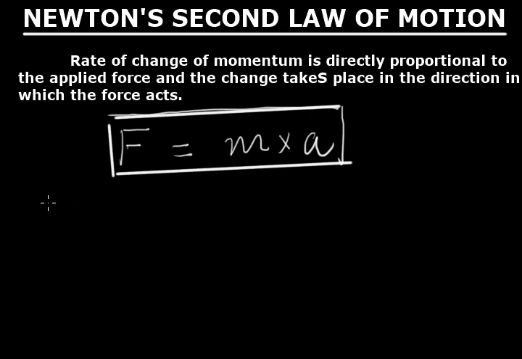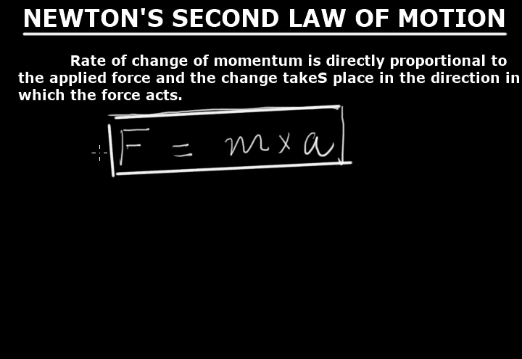From the first law, what did we obtain? From the first law, we obtained the definition of force and mass, and secondly, we obtained the definition of inertia. The qualitative definition was obtained from the first law. Now, from the second law, we will get the measurement of force. That is, the quantitative definition will also be obtained from the second law of motion.